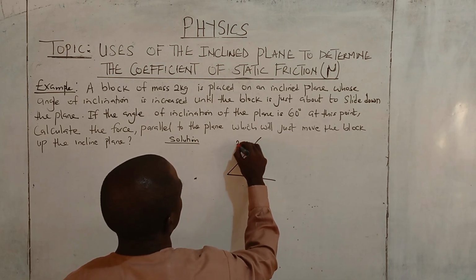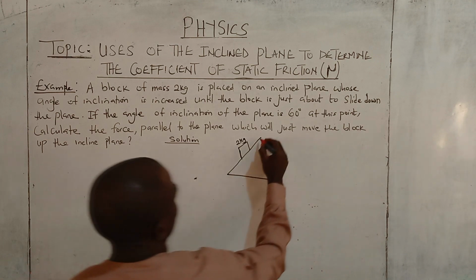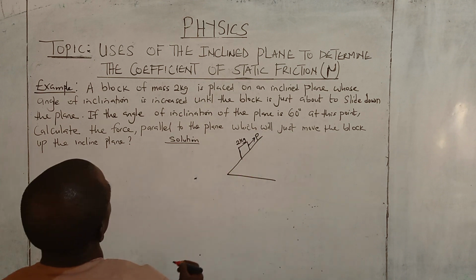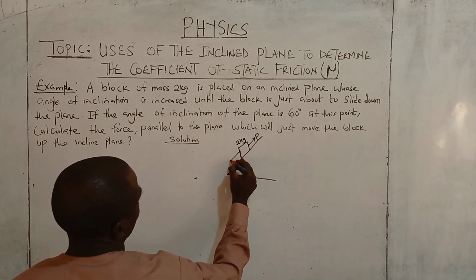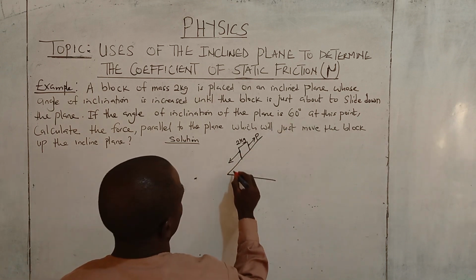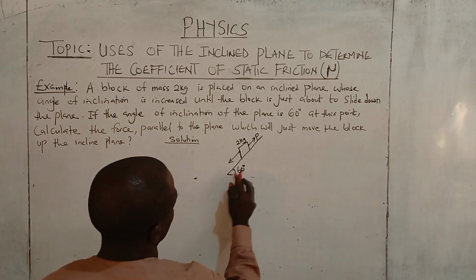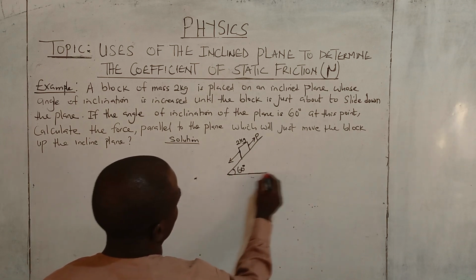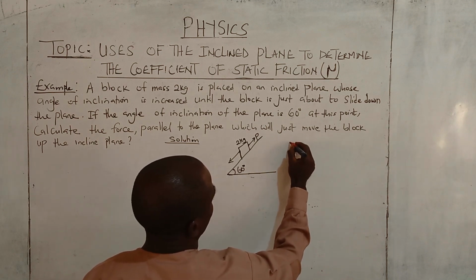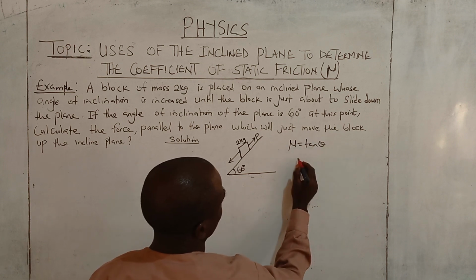The mass is 2 kilograms. Now, there's a force, you want to push it up, let's call it P. As you're pushing it, there's another force bringing it back down. What's the angle? 60 degrees. Don't forget our mu is equal to tan theta. How do you get tan theta?